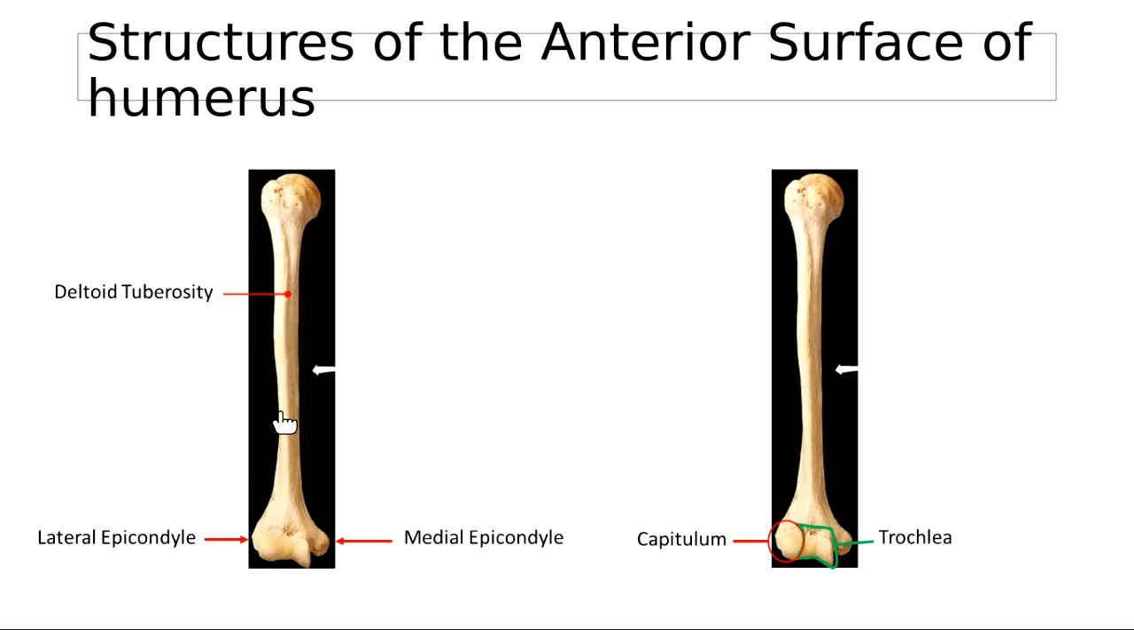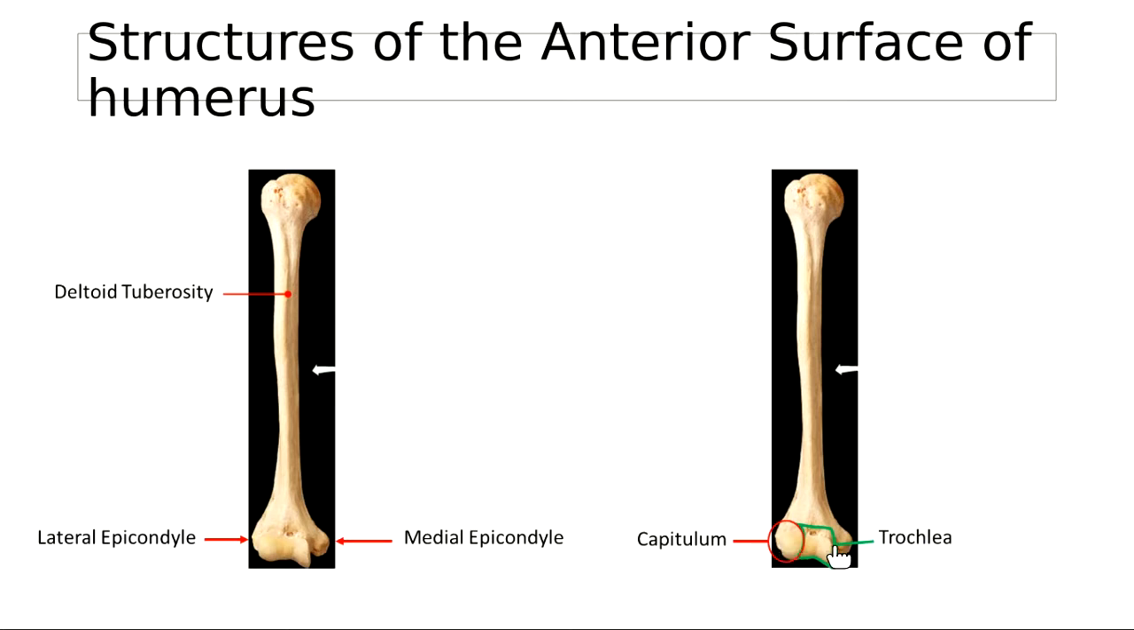Down toward this end of the bone, let's look over here. There's going to be two structures, and you can see over here it's kind of a marble shape, and I've got it circled here. That's called the capitulum. It's a round, smooth surface like a head. That's what it means. Capita means head, so it's a round, smooth surface.